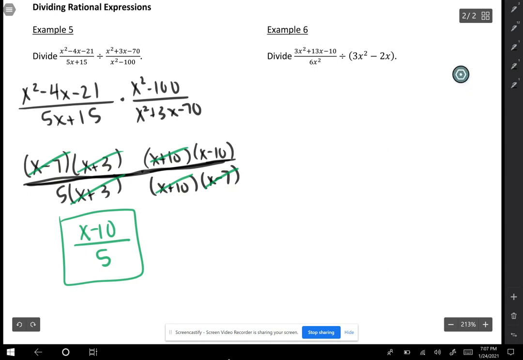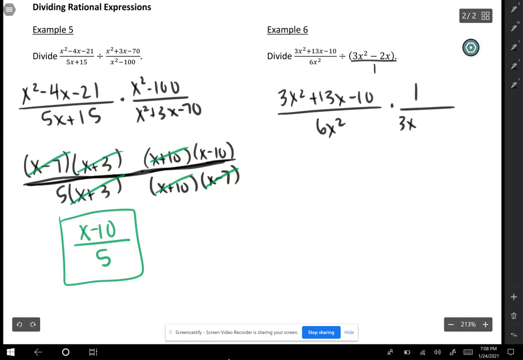All right, for example 6, we're dividing 3x squared plus 13x minus 10 over 6x squared. We're dividing that by 3x squared minus 2x. Remember, 3x squared minus 2x is like it's over 1. So I'm going to go ahead and flip it and make it multiplication like in the exact last example. So it'd be 3x squared plus 13x minus 10 over 6x squared times 1 over 3x squared minus 2x.